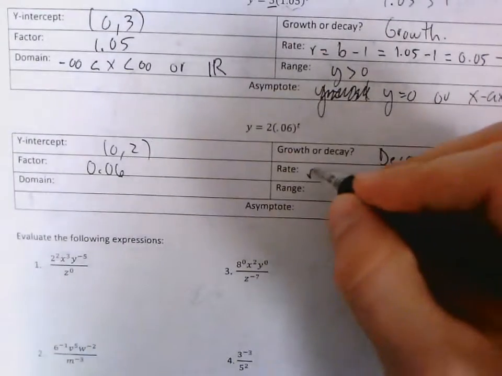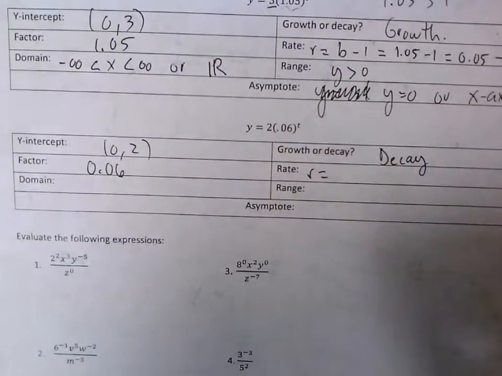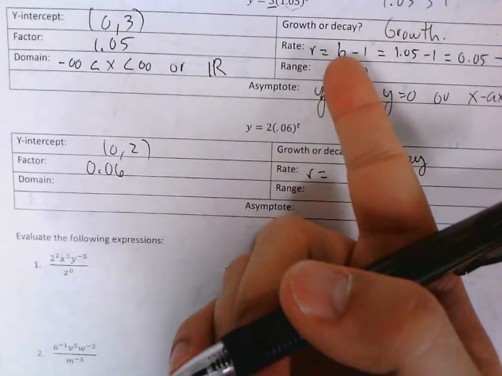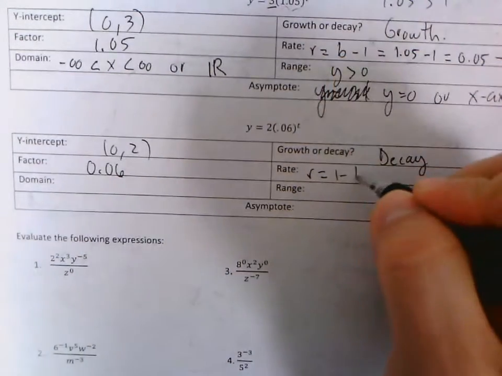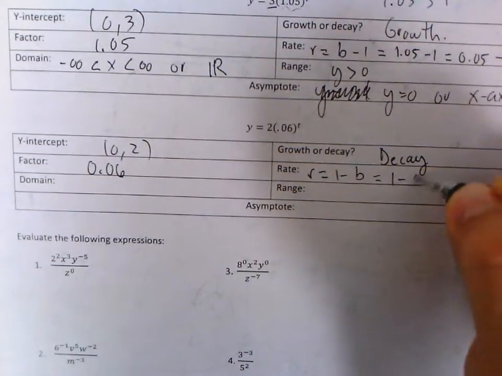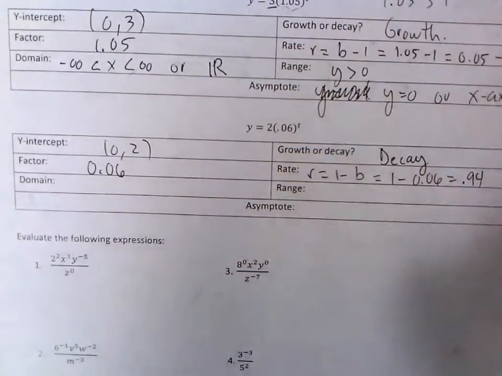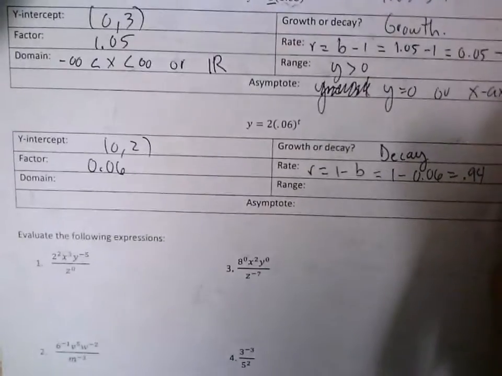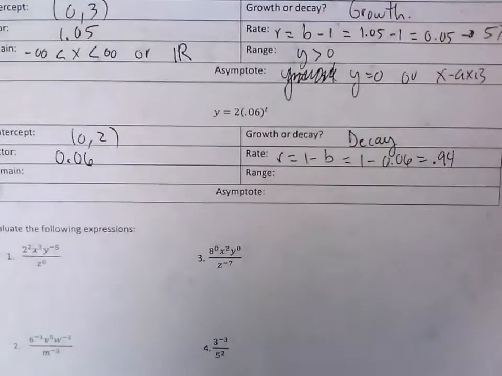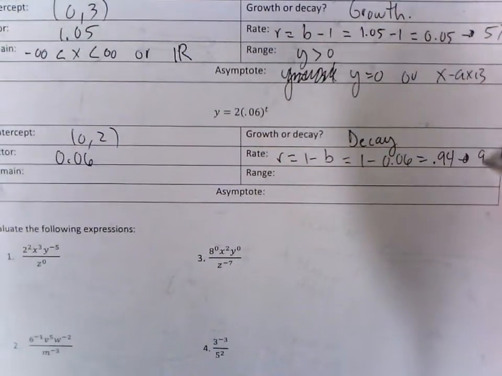And the rate, well, because it's decay, we're going to flip this. Instead of saying b minus 1, we say it's 1 minus b, which is equal to 1 minus 0.06, which is equal to 0.94. Well, what is 0.94 as a percent? That is 94%.